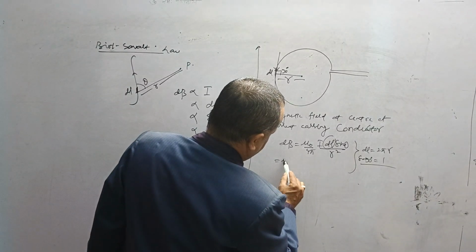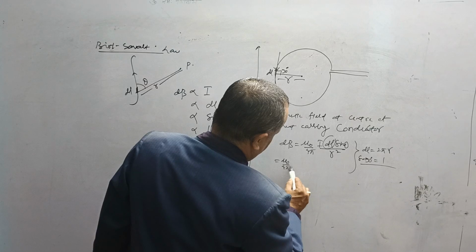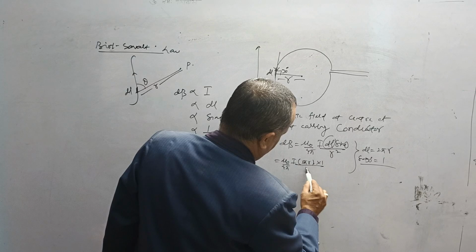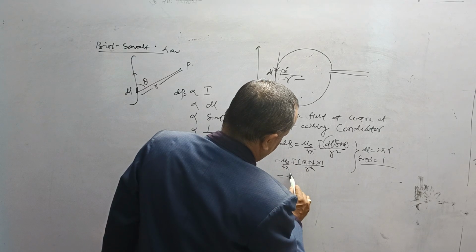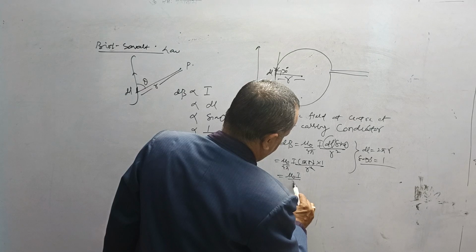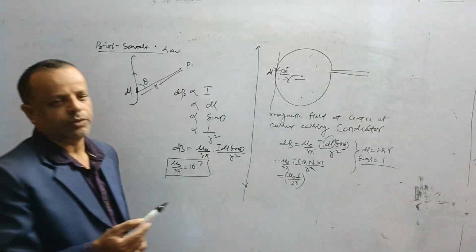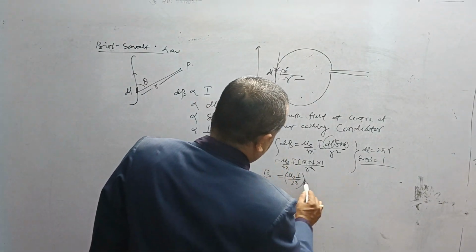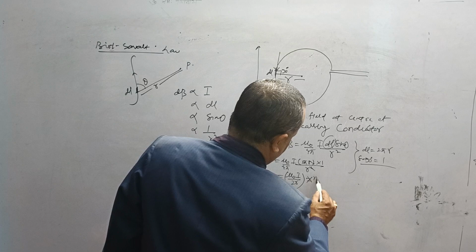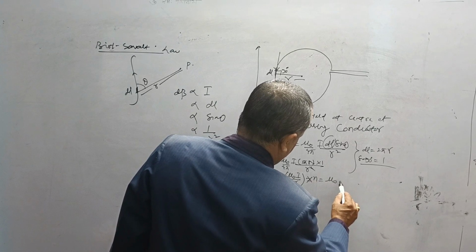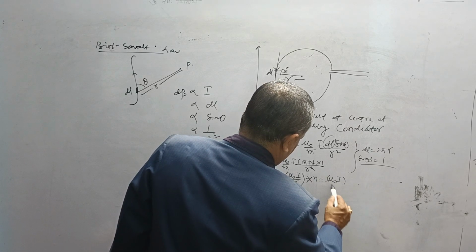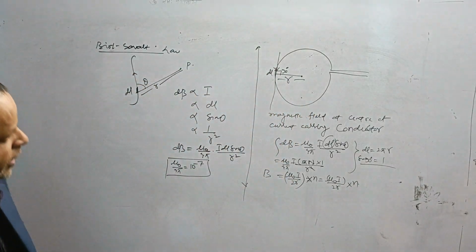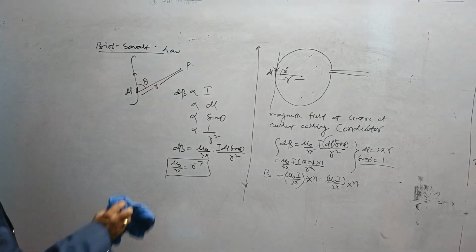We place the values over here. It comes out to be mu0 I, delta L is 2 pi r, sin theta is 1, upon r square. This gets cancelled out. What we are left with is mu0 I upon 2r. And suppose in the question they ask for the net magnetic field with n number of turns. In that case, it will be mu0 I upon 2r into n. This is the magnetic field at the center of a circular current carrying conductor.